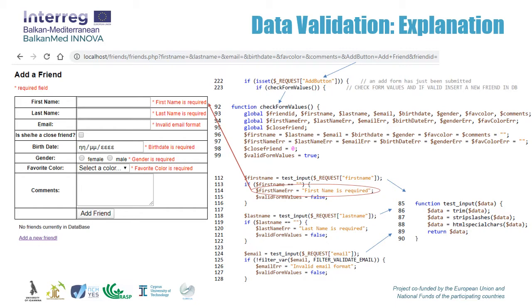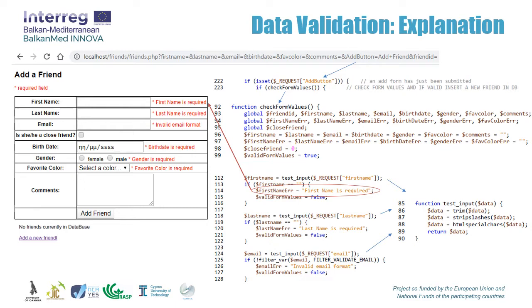In lines 93 to 98 we reset all global variables to empty strings or 0, in order to fill them with the right values, after validating the form fields. For instance, the email variable will hold the valid email field in the form. If the email is not valid, then the variable email error will hold a suitable error message that will be printed next to the form field. In line 99 we declare the variable valid form values and initially set it as true.